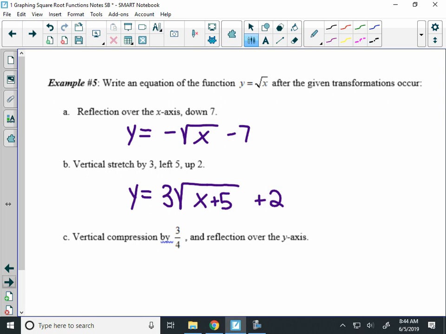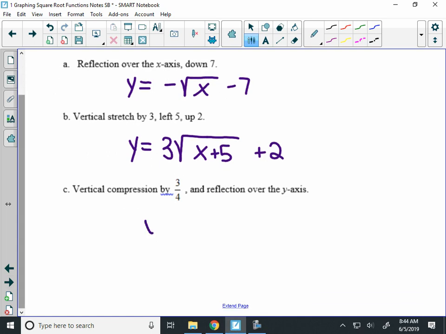All right, finally, vertical compression. That happens outside the radical. If I compress by 3/4, I put that in front. Reflecting over the y-axis is when you have a negative in front of the x under the radical.